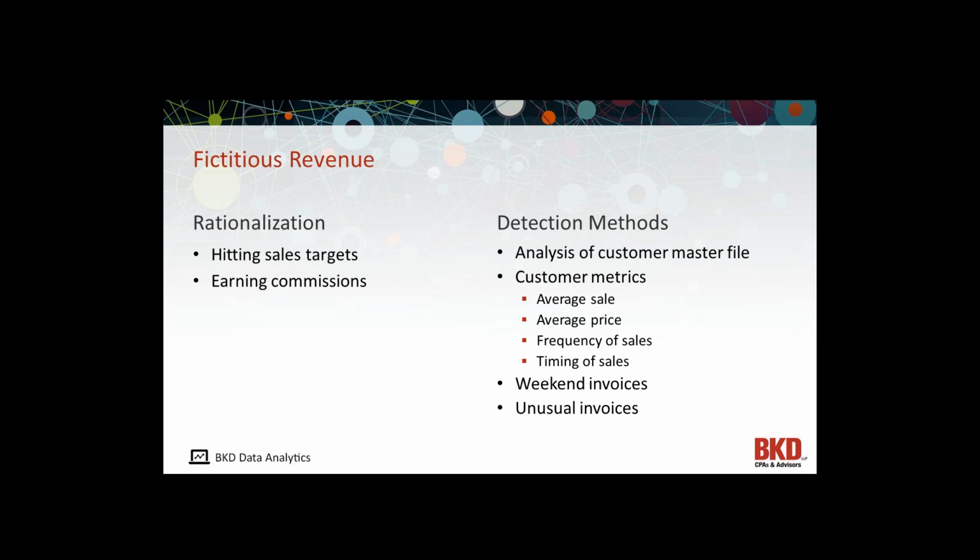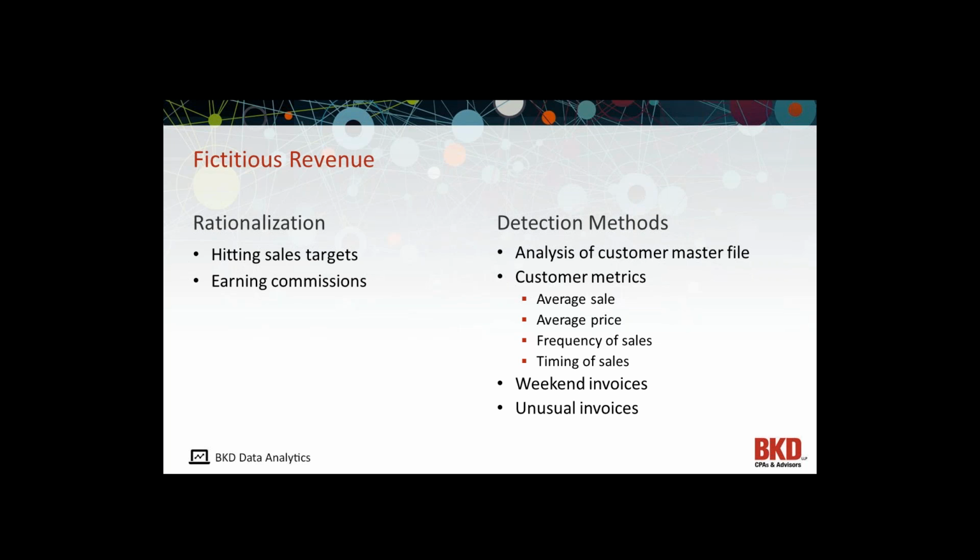Now, a lot of the ways that we can find fictitious revenue of this nature is focused on the customer master file and customer-based metrics. So much like what you would do in accounts payable for fictitious vendors, that's one of the best ways to start looking for fictitious revenue as well. Go to that customer file, compare it back to your employee file. Matches on name, address, tax ID numbers, phone numbers, any indication that it could actually be one of your employees, especially your salespeople, that's related to that customer and looking for those unusual transactions.